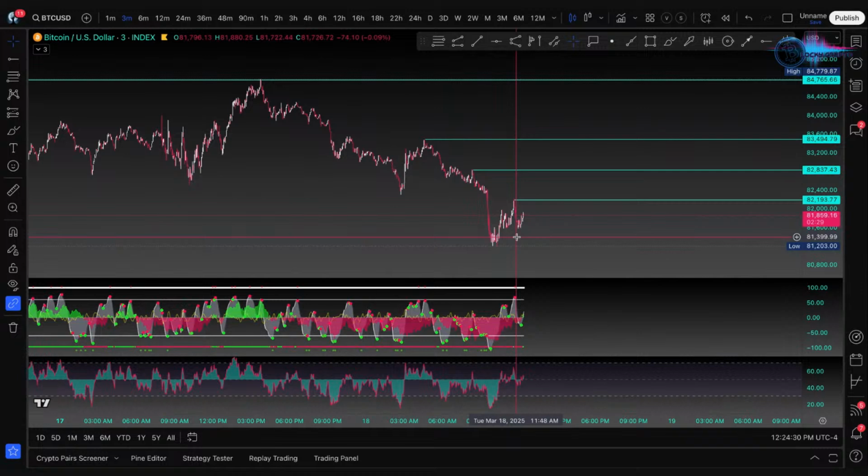As far as trading, I will long if we get above here and come back and retest that. I'll probably long that. Just my opinion.